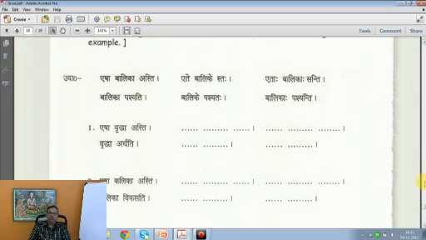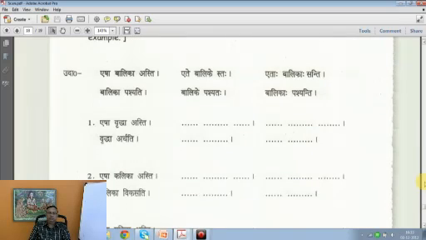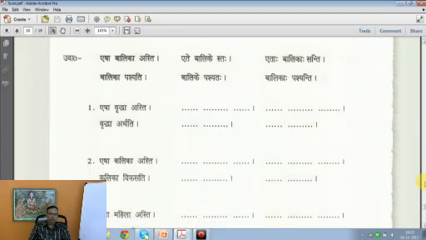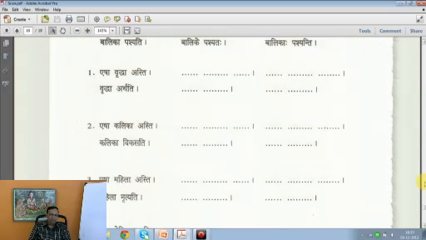Vruddha Archati. An old woman is worshipping. Vruddha Archati. Vruddhe Archataha. Vruddhaha Archanti. So you are learning the verb derivation also along with the noun.